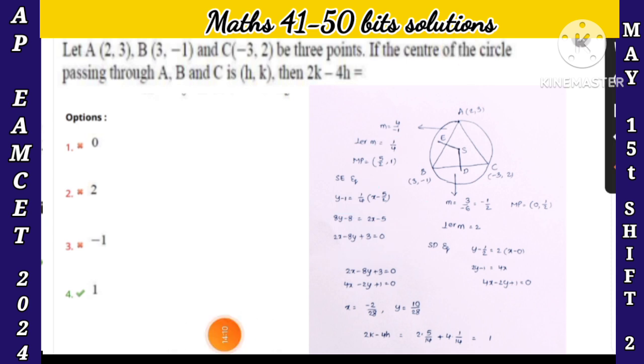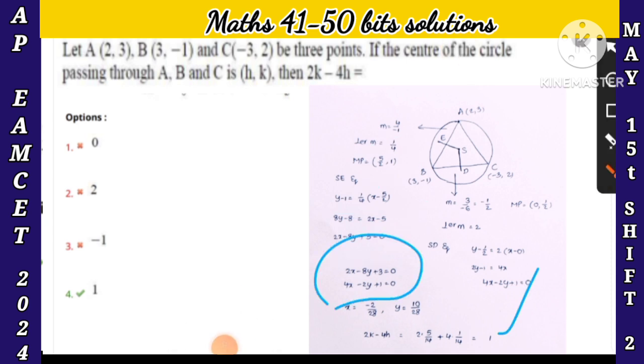Now take the point of intersection of these two lines. You get the values h comma k. Now, what is 2k minus 4h? K is equal to 5 by 4 and h is equal to 1 by 14, minus 1 by 14. So the answer will be 14 by 14 equals 1.